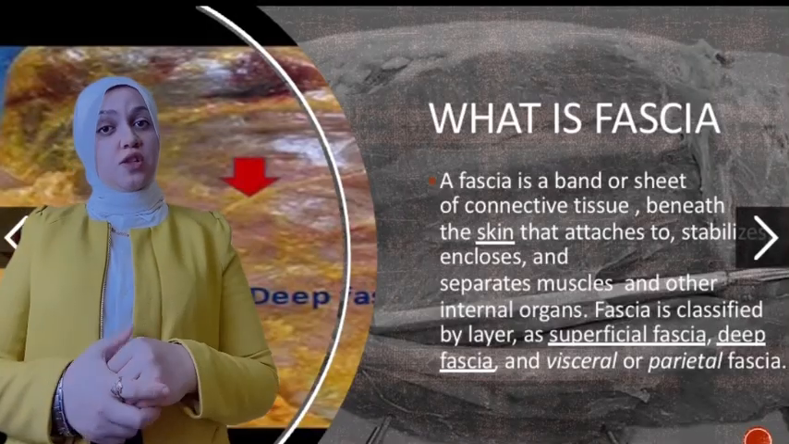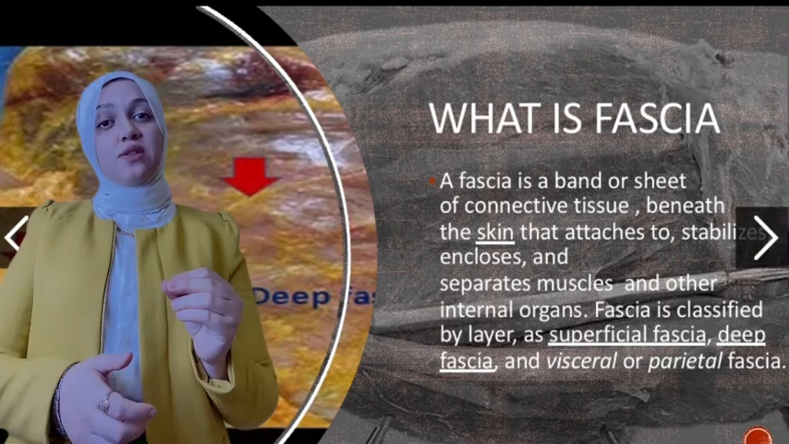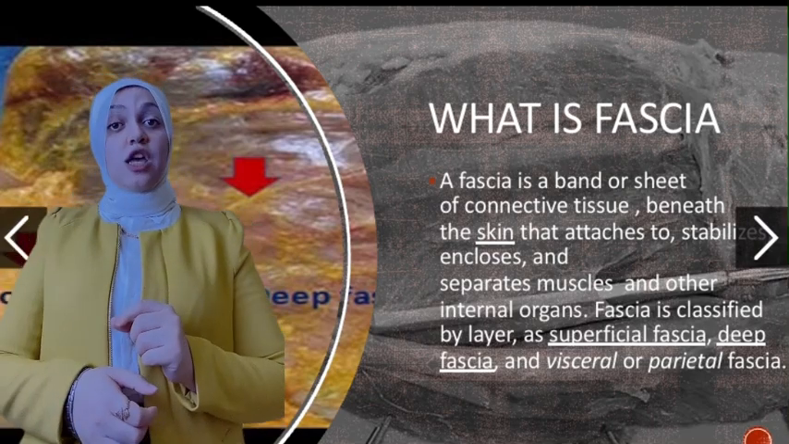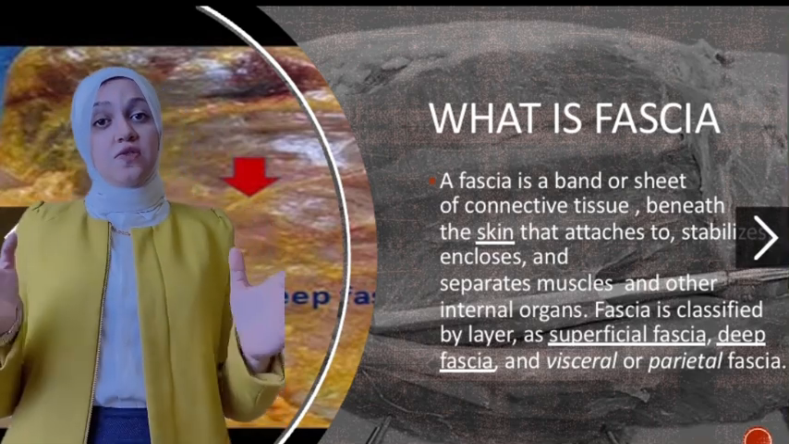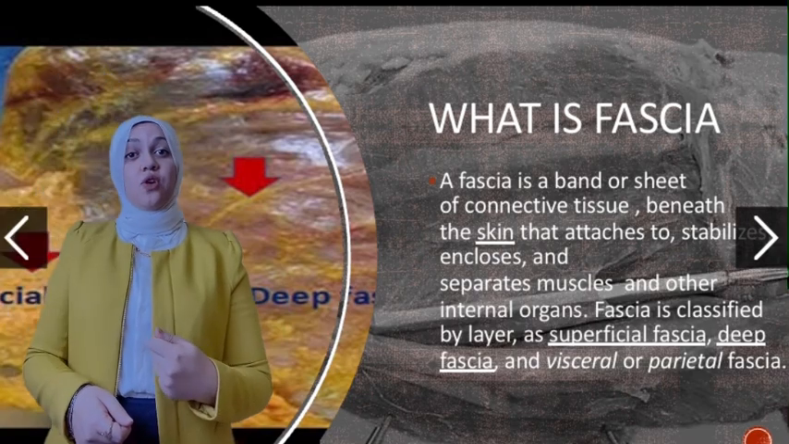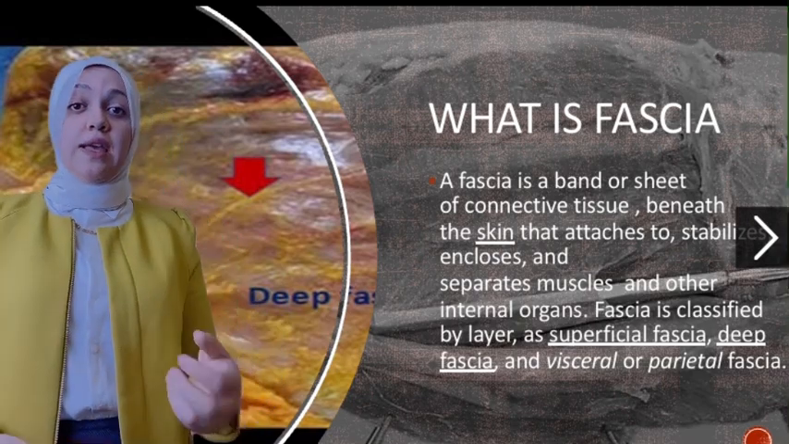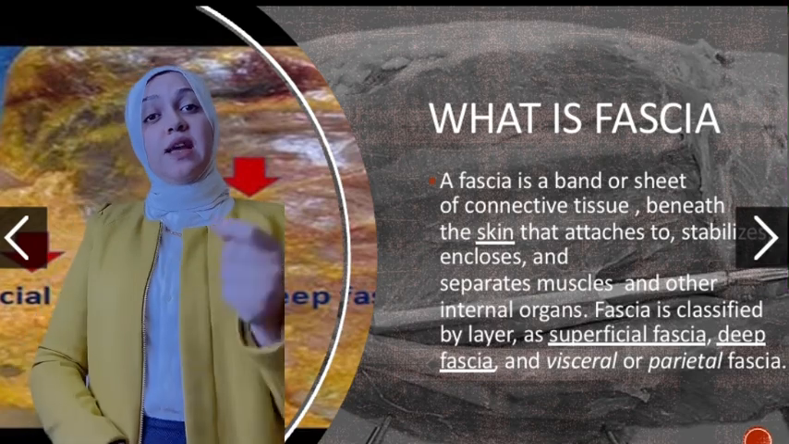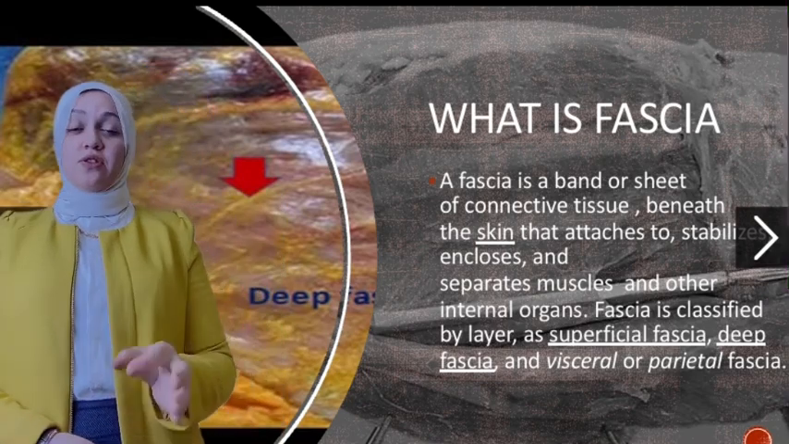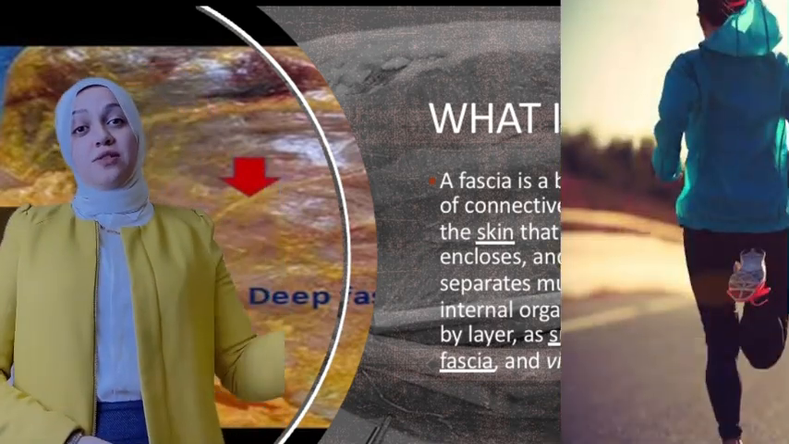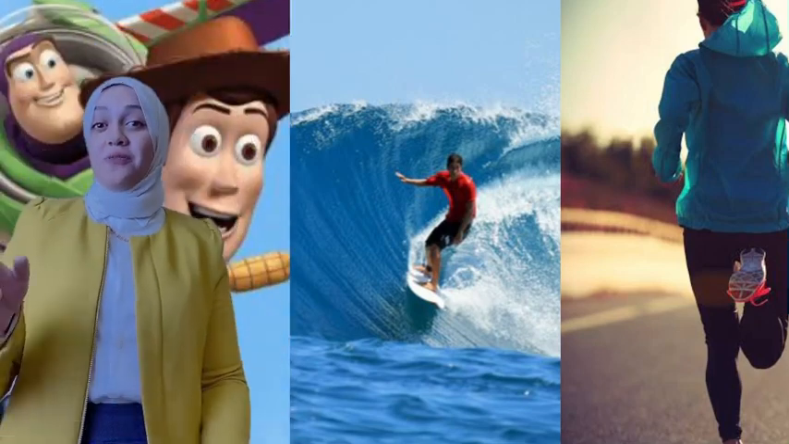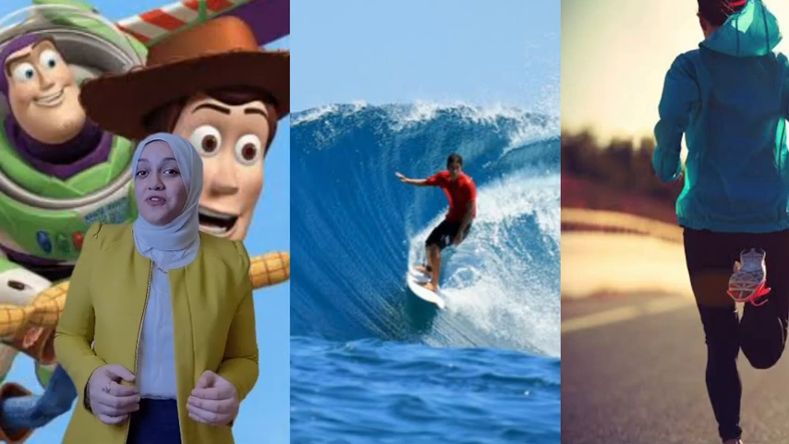So, what is fascia? Fascia comes from a Latin word that means band. So it's a band or sheet of connective tissue that binds your organs or tissues together. It envelopes your body. It makes it a single continuous unit so that you can run, surf, or even fly without having to collect your organs from all over the place.